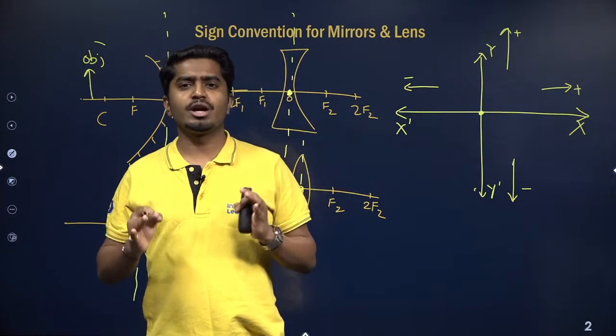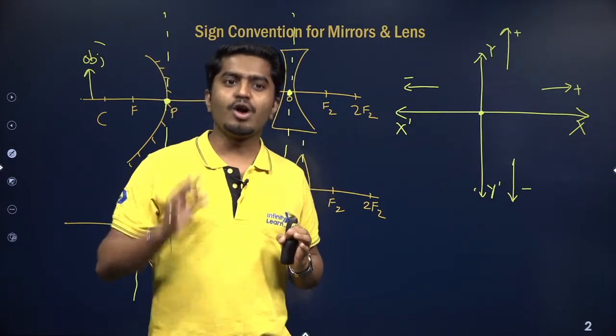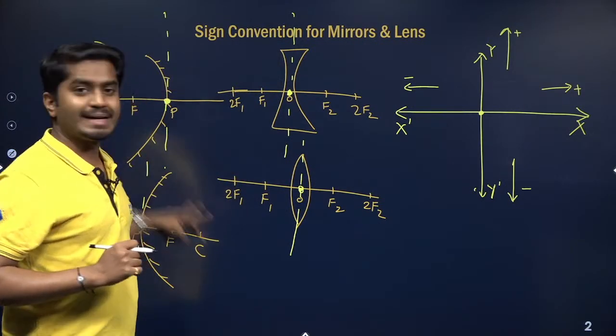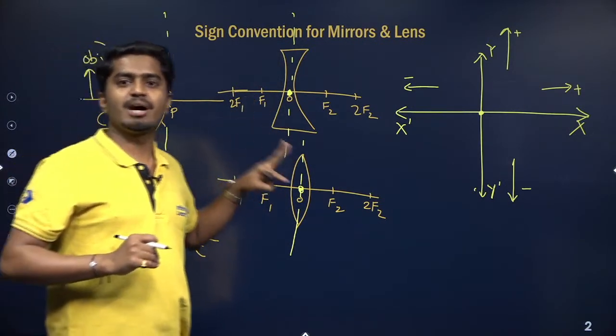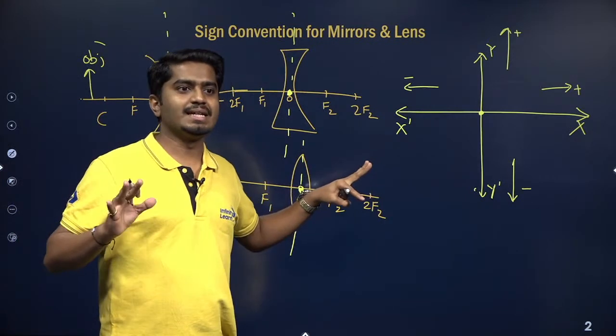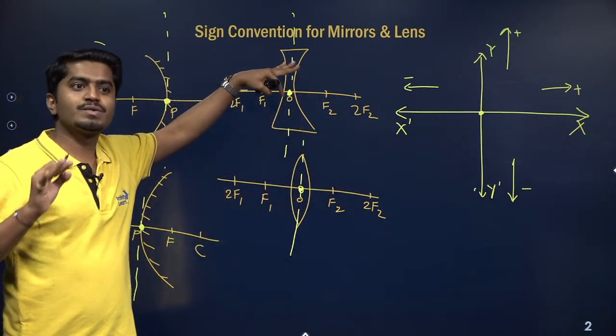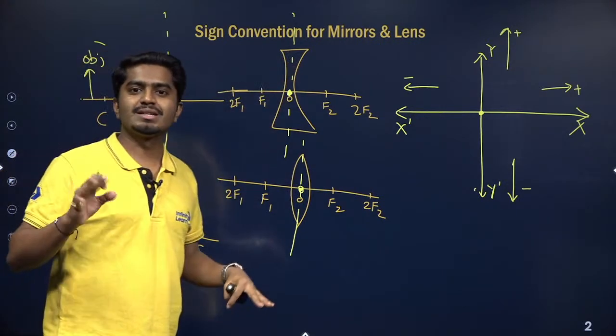And I am sure a lot of you will make a lot of mistakes regarding the sign convention. But if you do it correctly, then there is nothing in this chapter. This chapter is very easy. Most important thing, sign convention. You will definitely make some mistake and lose some marks.